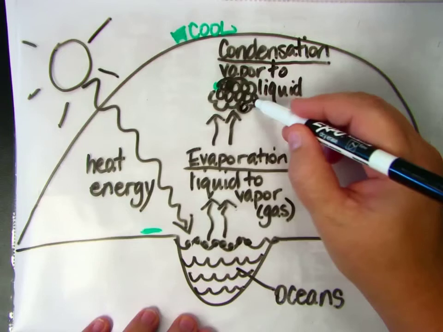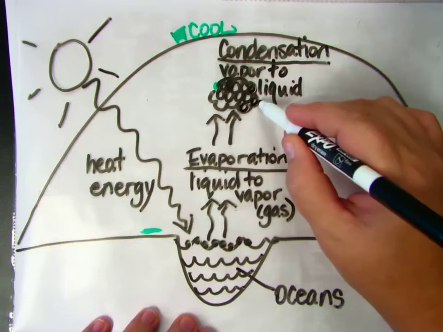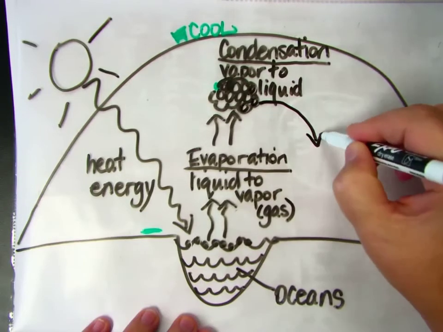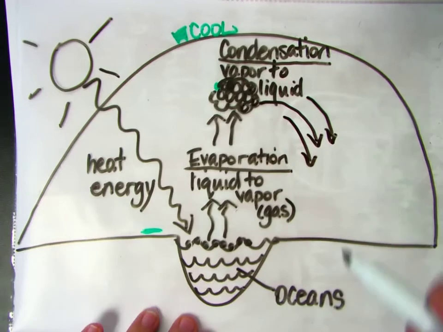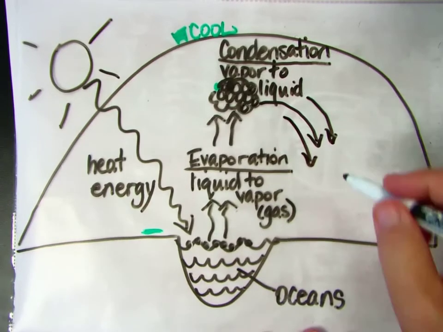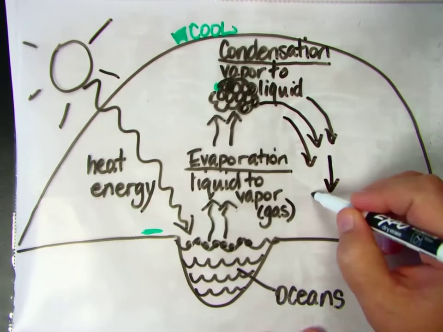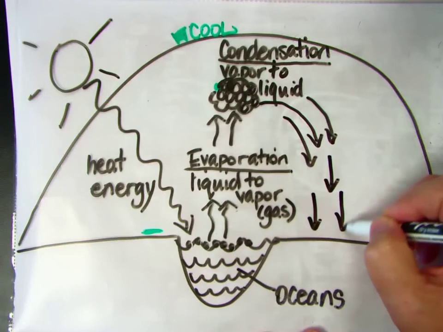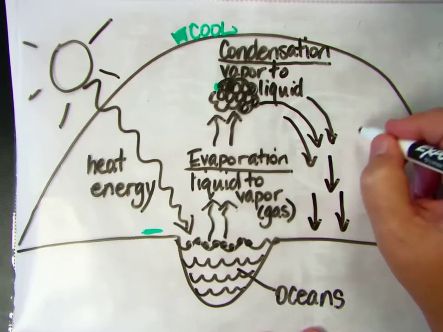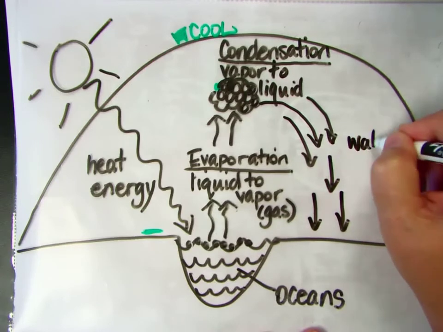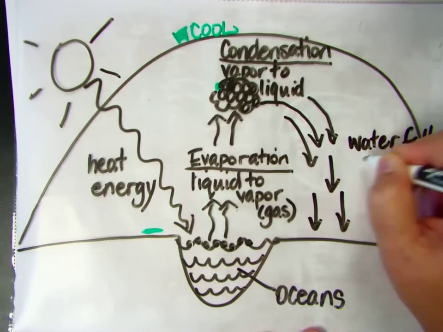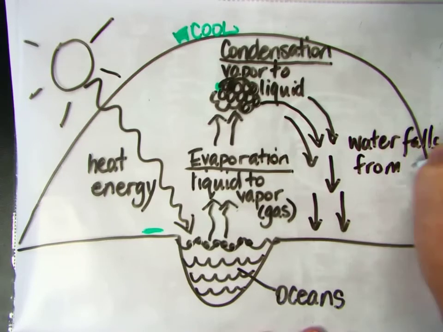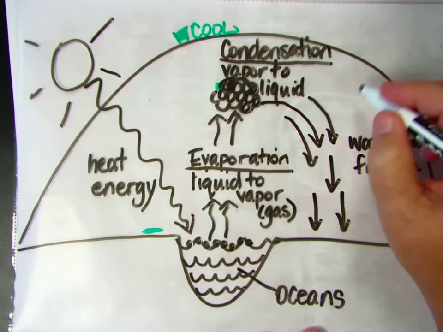When that cloud gets too full, it drops its water. It's sort of like a balloon, a water balloon. If you fill it up too much, it bursts and all of the water comes out. And that's what happens in the water cycle when the cloud gets too full. And when the water comes down from a cloud or falls from a cloud, it's called precipitation.